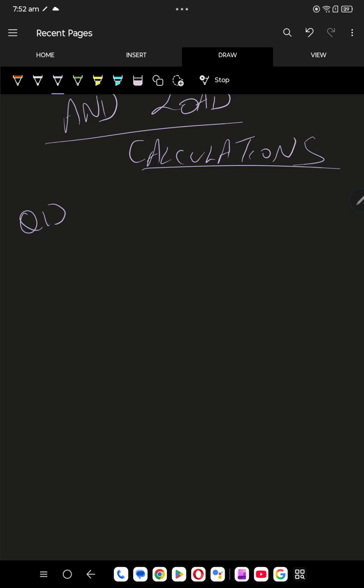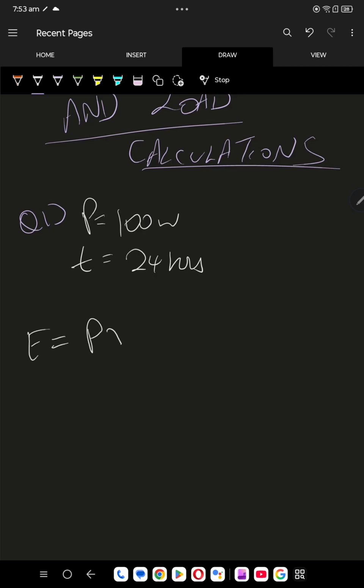Power consumed by a 100-watt LED TV running for 24 hours a day for the entire month. We have to find out the power consumed. So power is 100 watt. Time is 24 hours. Now the entire month we have to find out. This is for per day. So we know that energy consumed is equal to P into T. That is going to be 100 into 24. That is going to be 2400 watt hours.